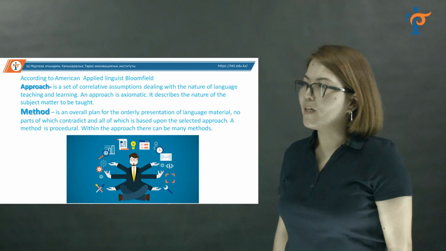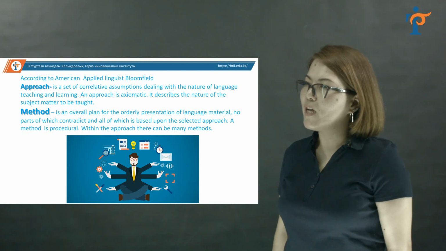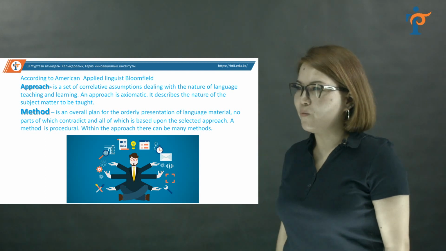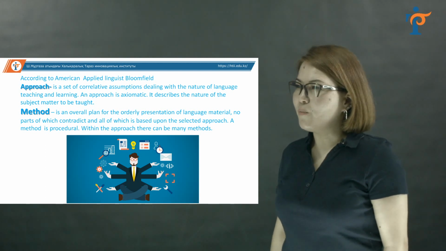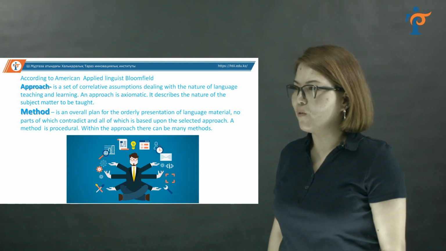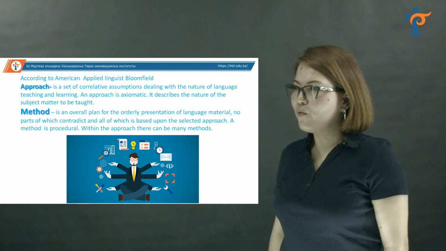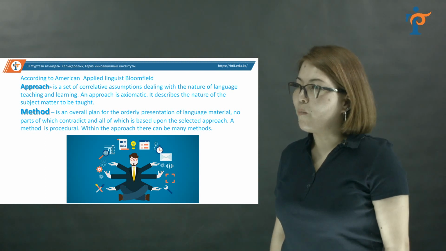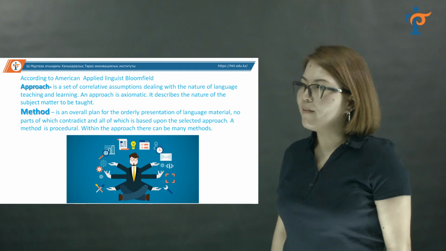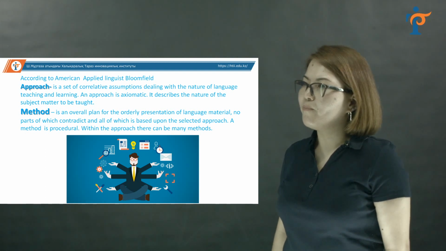According to American applied linguist Bloomfield, approach is a set of correlative assumptions dealing with the nature of language, teaching and learning. An approach is axiomatic. It describes the nature of the subject matter to be taught. Method is an overall plan for the orderly presentation of language material, no parts of which contradict and all of which is based upon the selected approach. A method is procedural. Within the approach, there can be many methods.